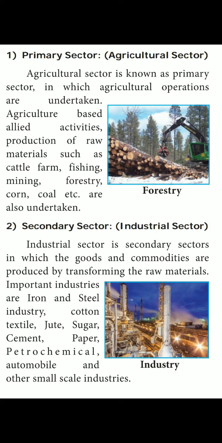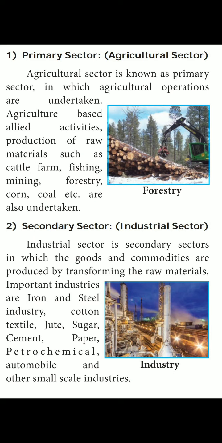In this sector, agricultural operations are undertaken. Along with agriculture, the production of raw materials, cattle farm, fishing, mining, forestry, corn, coal, etc. are also undertaken under this agricultural sector. So the agricultural sector includes fishing, mining, forestry, coal, cattle farm, production of raw materials. All these things come under the primary sector or agricultural sector.